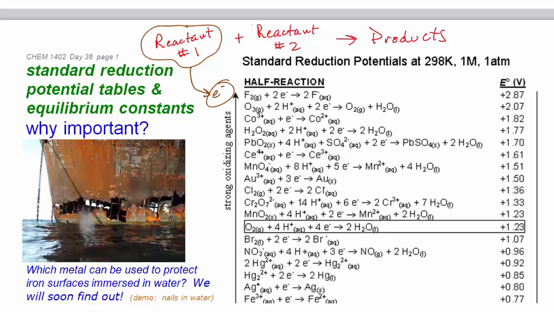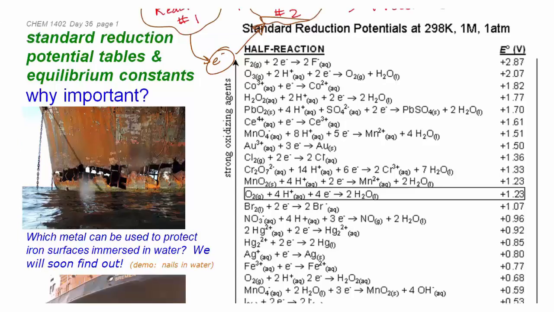Well, reactant number 2 gets reduced. It's accepting those electrons and producing these products. That's what's occurring with every single electrochemical reaction. Now, what is the power, the true power in electrochemistry?